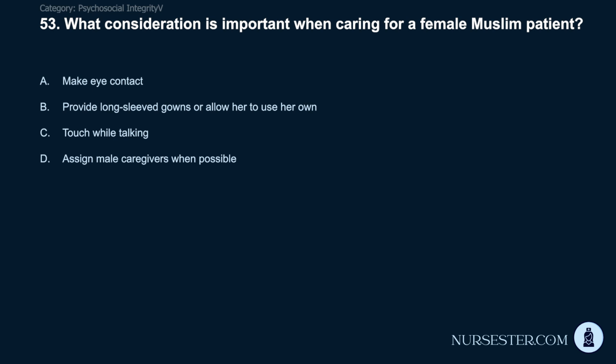53. What consideration is important when caring for a female Muslim patient? A. Make eye contact. B. Provide long-sleeve gowns or allow her to use her own. C. Touch while talking. D. Assign male caregivers when possible. Correct answer: B. Provide long-sleeve gowns or allow her to use her own.